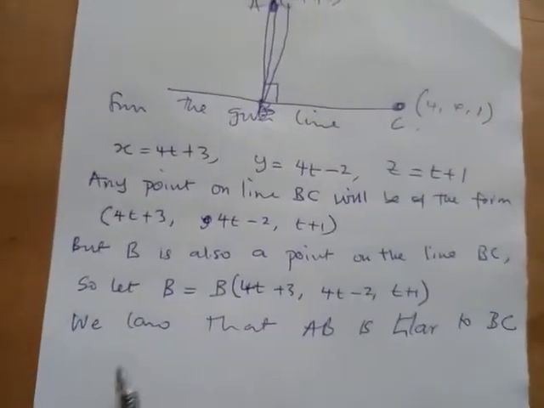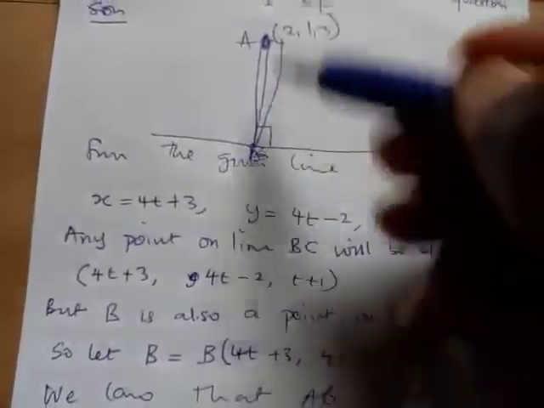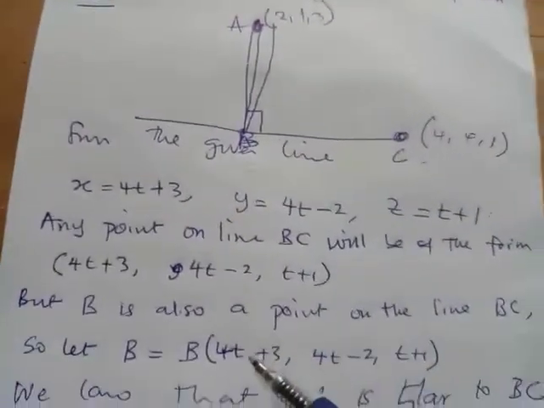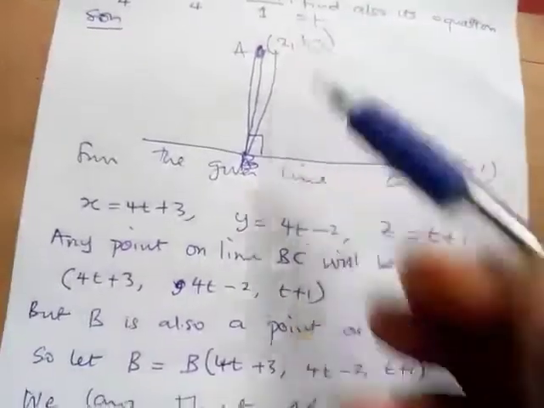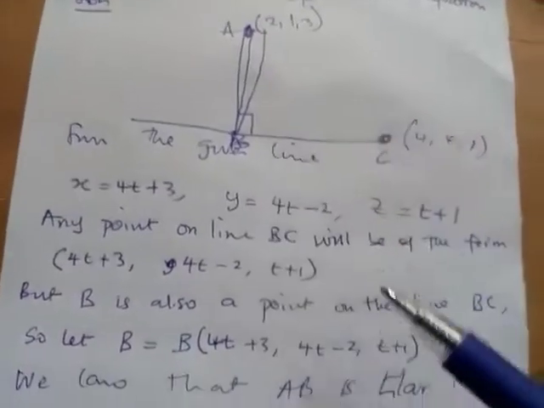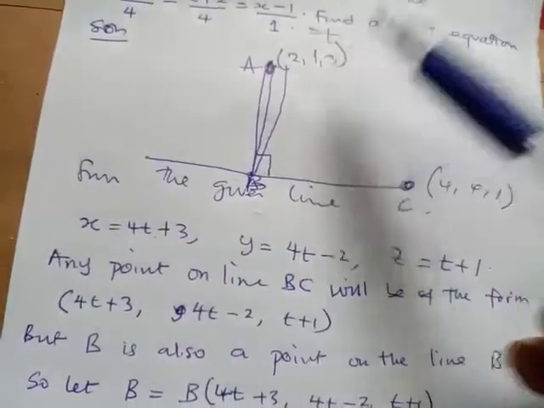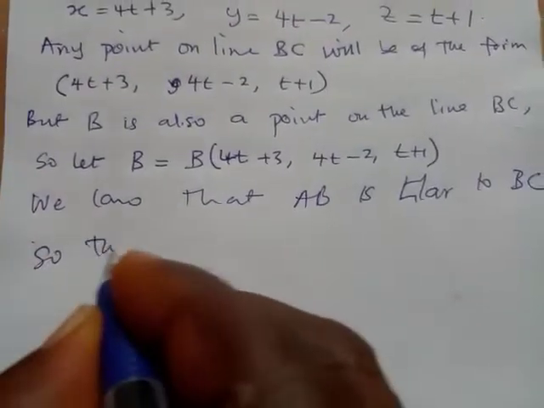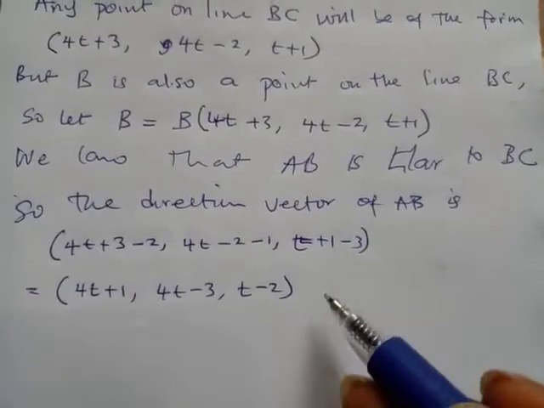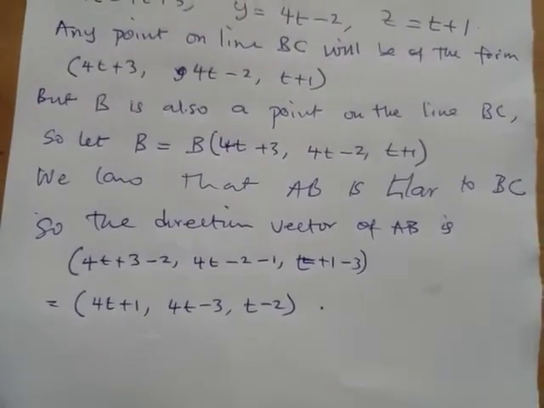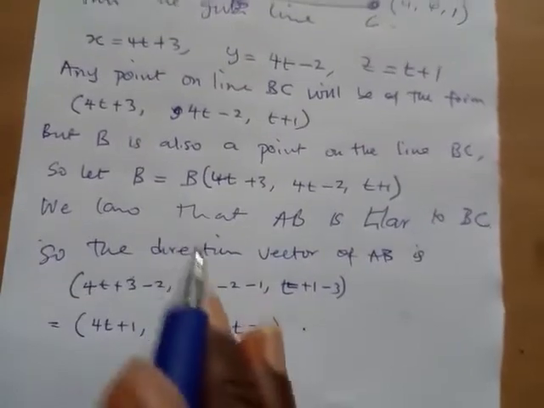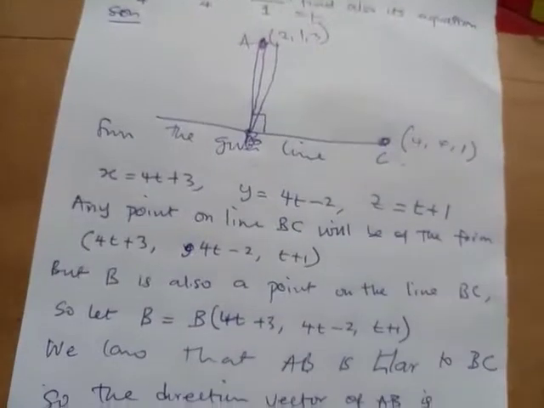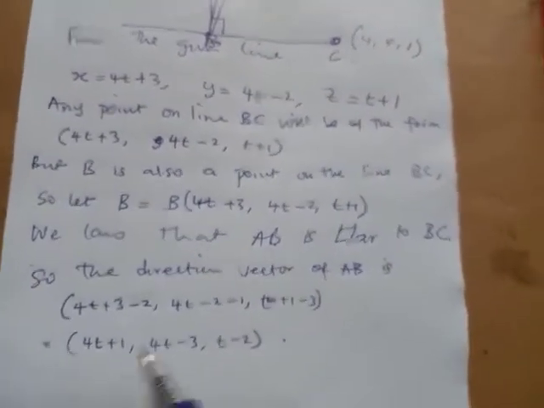We know that this AB from the equation is perpendicular to BC. So let's find the direction vector of AB. So what will the direction vector be? Direction vector will just be this minus the x, this minus the y, and this minus the z, which is 3. So as you have seen, that will be the direction vector. Since AB is perpendicular to BC, we know that the dot product of their direction vectors will be equal to 0.